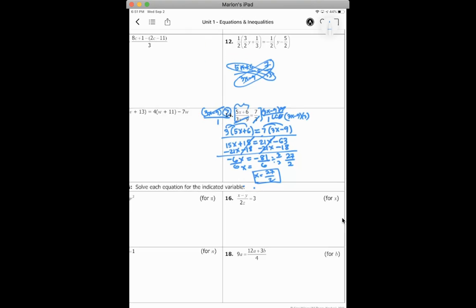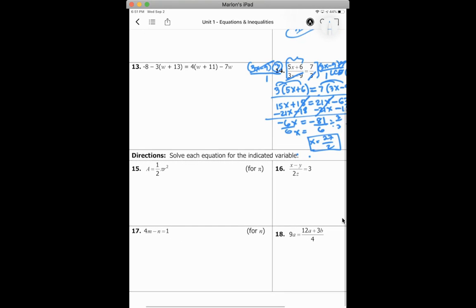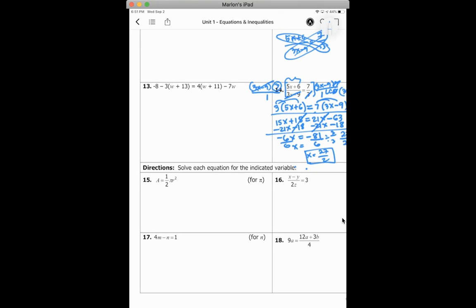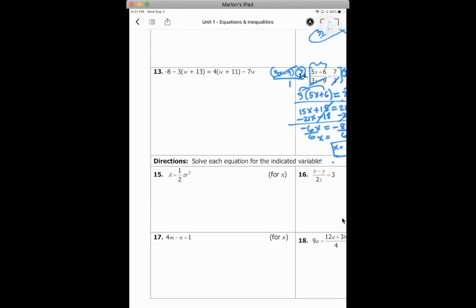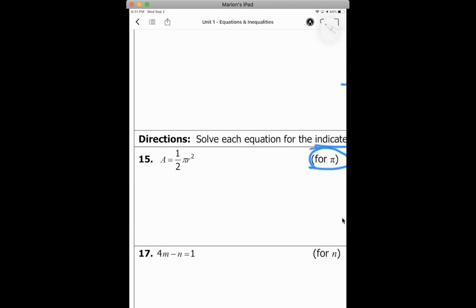Now let's have the last number, number 15 for this video. So let's read the direction carefully. What does it say? Solve each equation for the indicated variable. So if this is our equation, it is asking us to solve for pi. So where's pi in this equation? This, right next to the r squared. Okay, so let's do that.